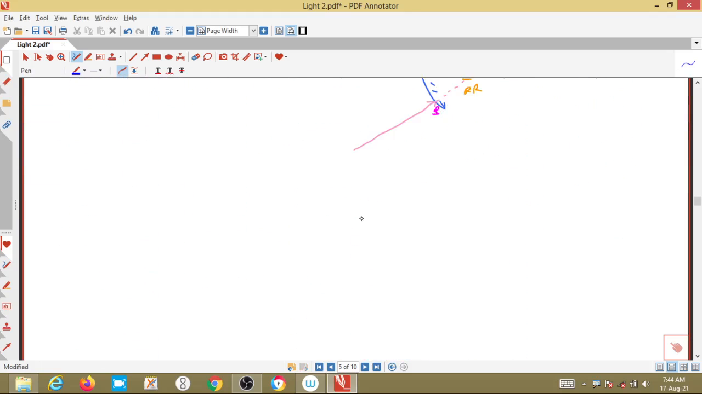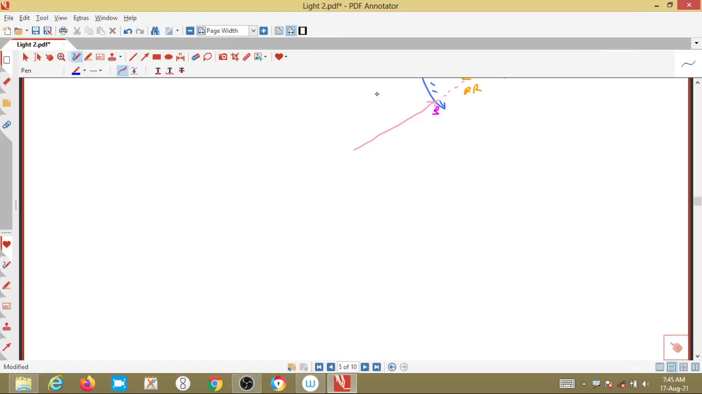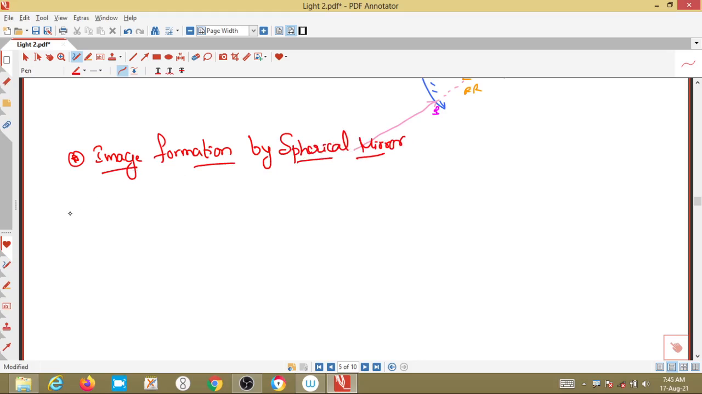So today we will see how the image will be formed by the spherical mirrors. Try to understand clearly. Wherever you get a doubt, pause the video and go back. Image formation by spherical mirror is very important. You should understand it very clearly. If you understand this clearly, then we can go for the calculation part, the mathematical part.